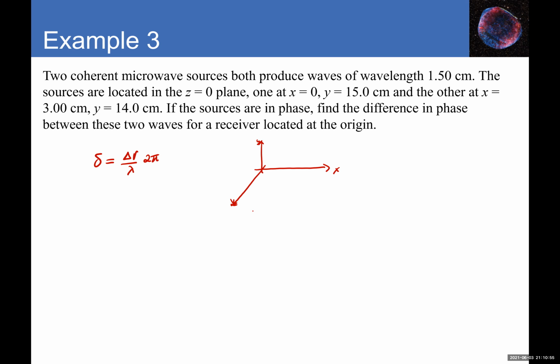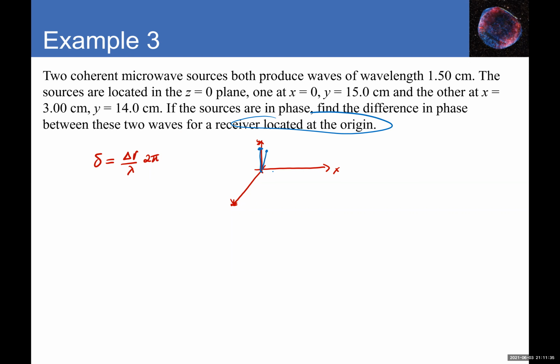Let's say I'm using x, y, and z. One source is given at x equals 0, y equals 15, somewhere over here. The other is given at x equals 3, y equals 14, maybe somewhere over there. The receiver is located at the origin, so one wave is going like this, the other going like that. That means we have to find the path length difference.